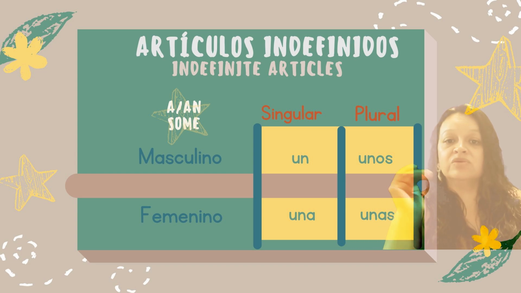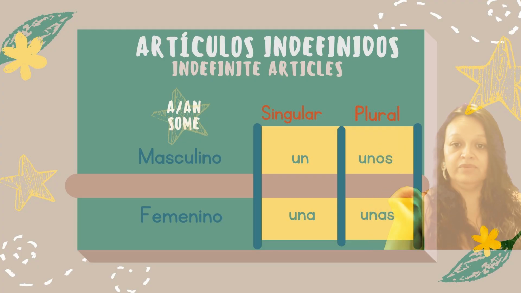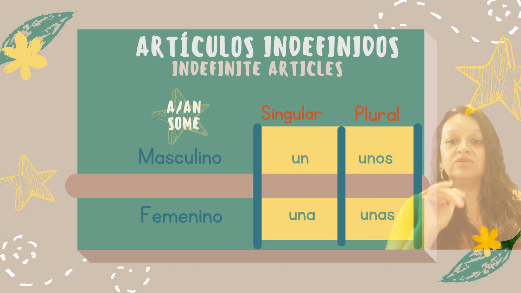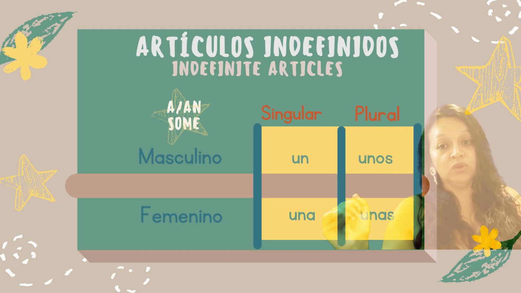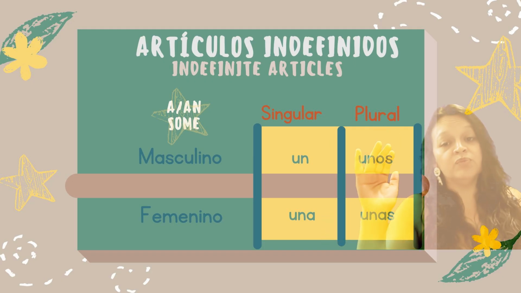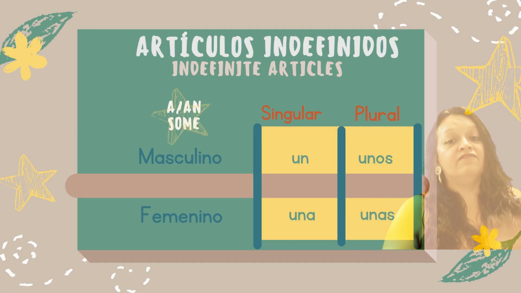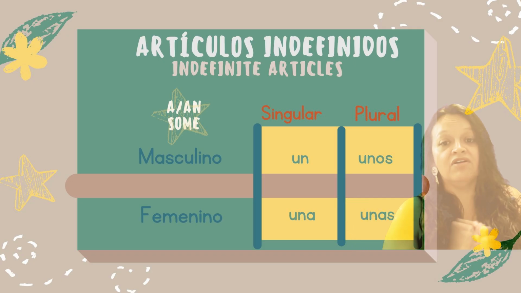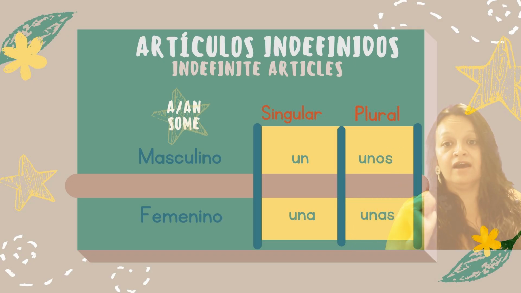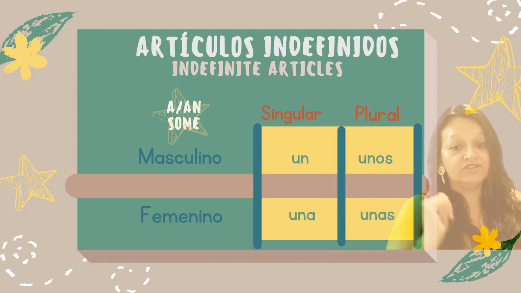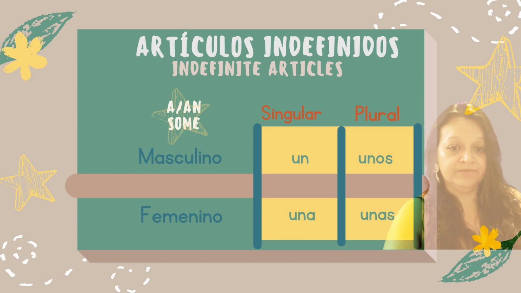So masculino singular would be un. Femenino singular will be una. Un chico, una chica. Masculino plural, unos chicos. Y femenino plural, unas chicas. So we have definite articles, indefinite articles. We have four options for the, four options for a and an, depending if they are masculine, feminine, singular, or plural.